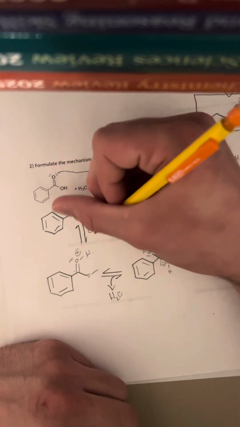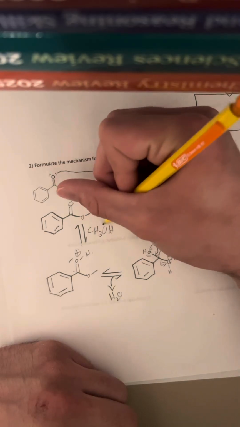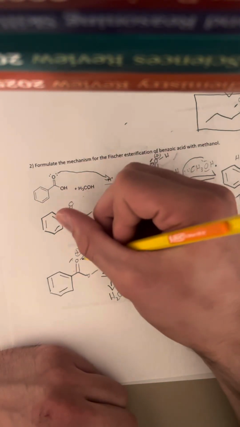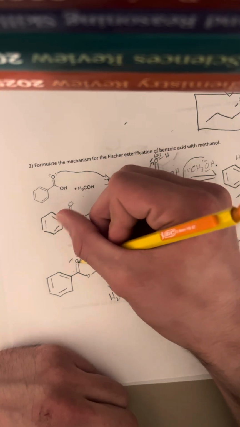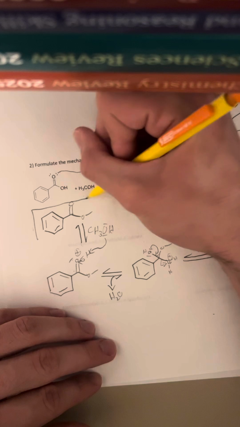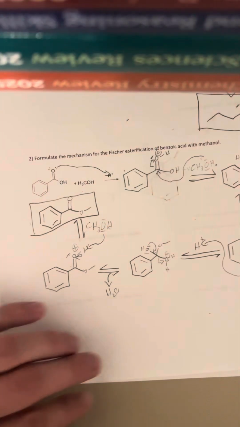So I'll use methanol as a base. The important thing is that you can draw the mechanism overall. And that then gives you this, successfully, methyl benzoate. So that's the mechanism. Zoom that out a little bit.